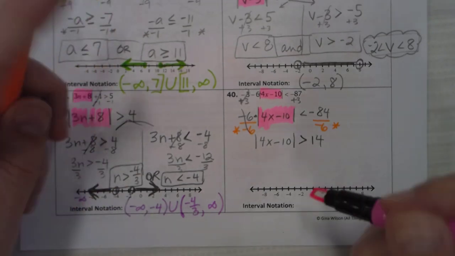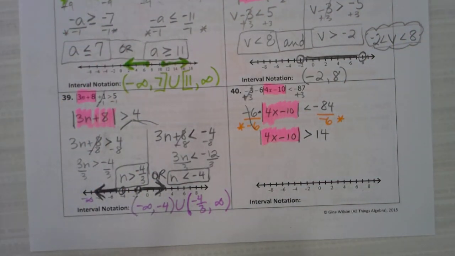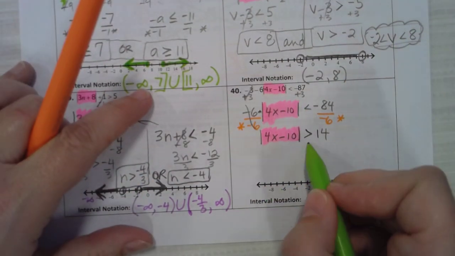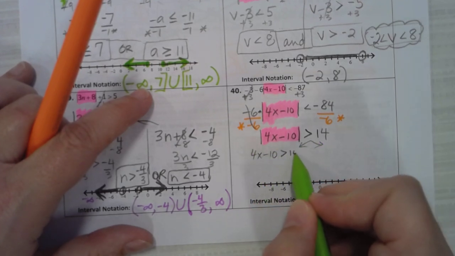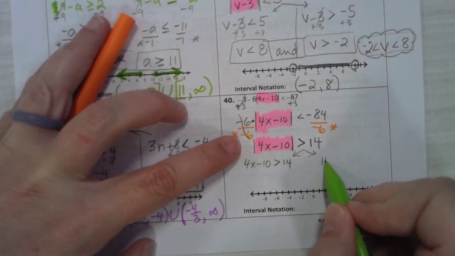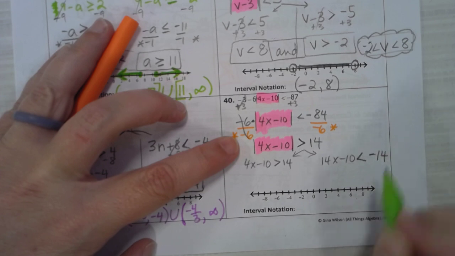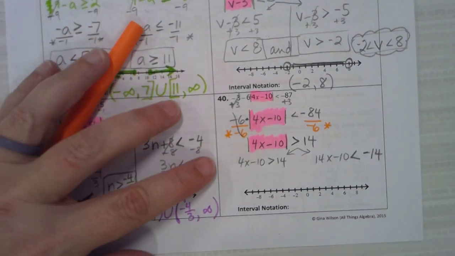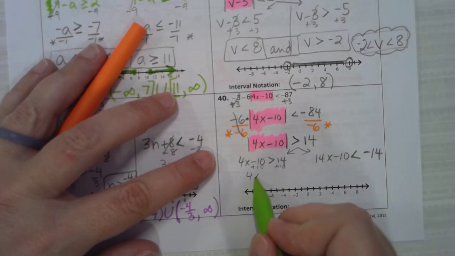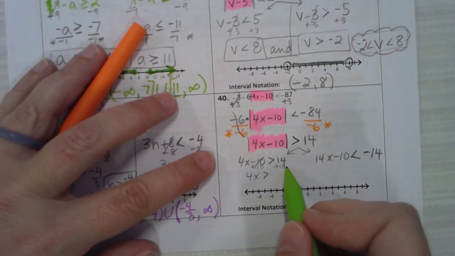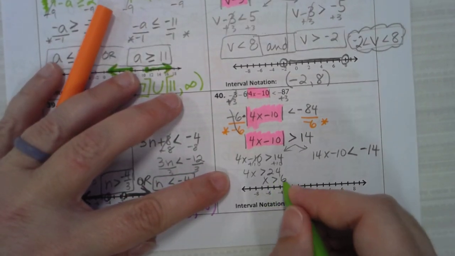Okay, so now is the absolute value by itself? Say yes. Great. Now that it's by itself, we can split it into our two equations. 4x minus 10 is greater than 14, exactly like it shows up. 4x minus 10 is less than -14. Switch both. Okay, so we're going to plus 10. 4x is greater than 24. Divide by 4. X is greater than 6.